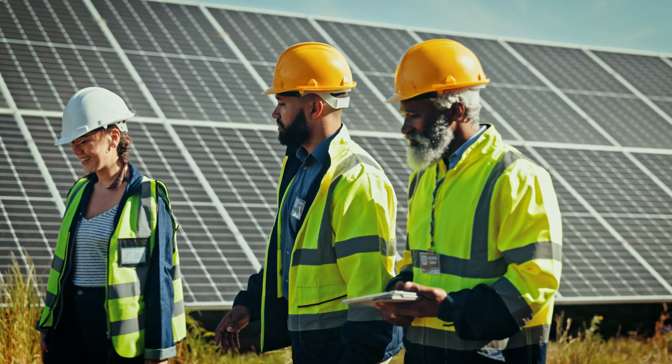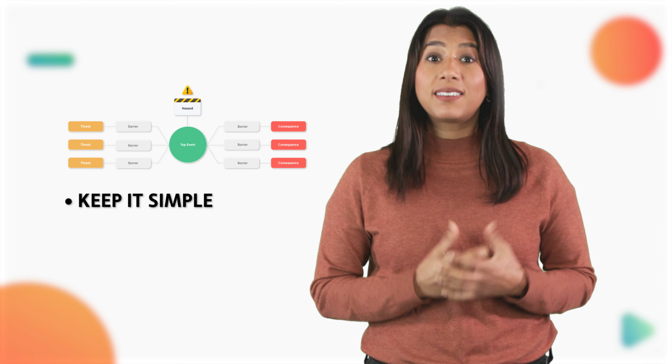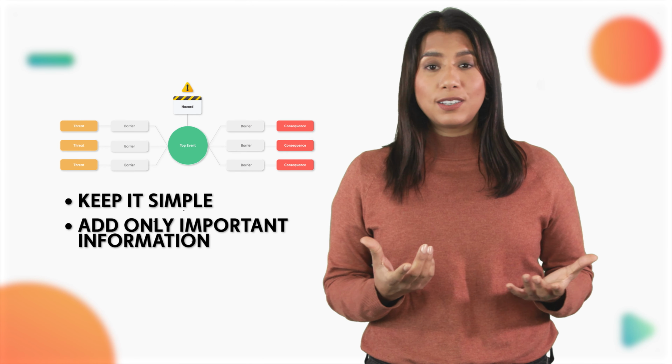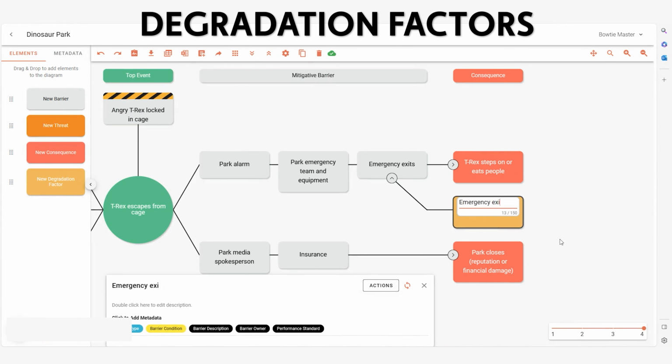Or perhaps your goal is to train your staff about the risks present at the job site. If so, you might want to consider keeping the diagram as simple as possible and only including the most important information. For example, adding degradation factors and controls might overcomplicate the picture in this scenario.